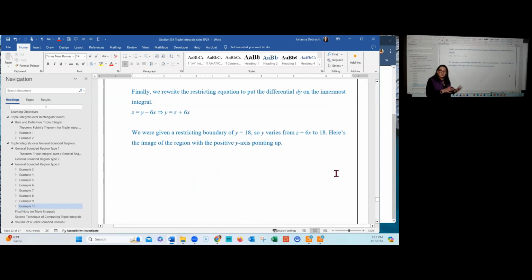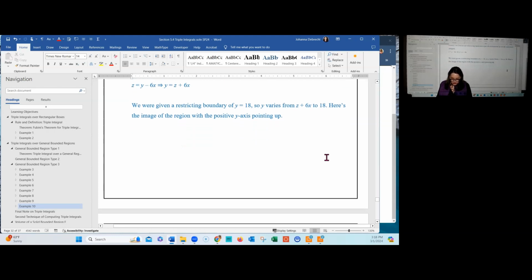So we go back to our top surface, which is the slanted plane z equal y minus 6x, and solve it for y, which gives us y equals z plus 6x. Now we know that we also have the plane y equals 18. So y is going to vary between z plus 6x and 18.